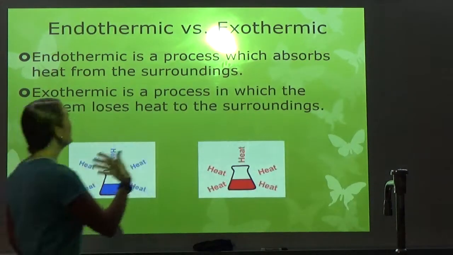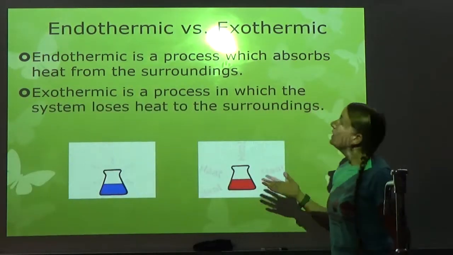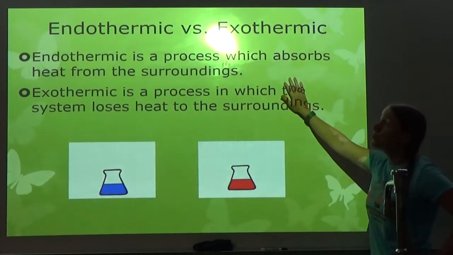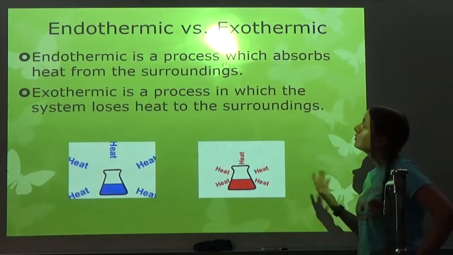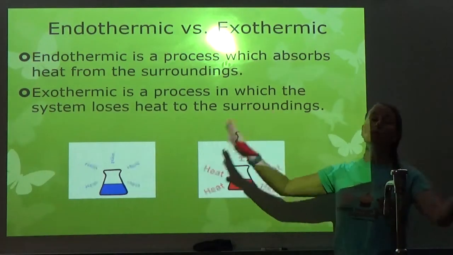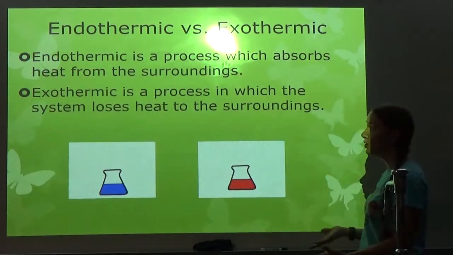All right, so next is endothermic versus exothermic. Endothermic is a process which absorbs heat from the surroundings, so your Q would be positive. Exothermic is a process in which the system loses heat to the surroundings, so your Q would be negative.